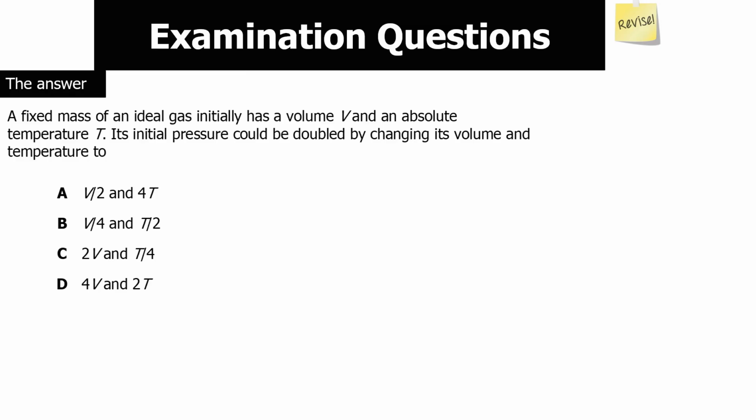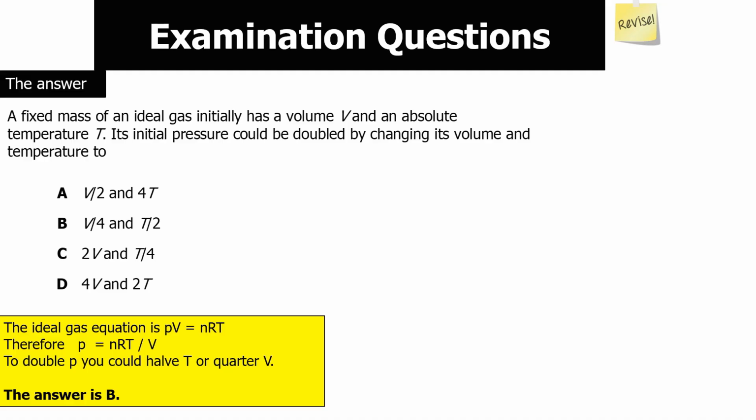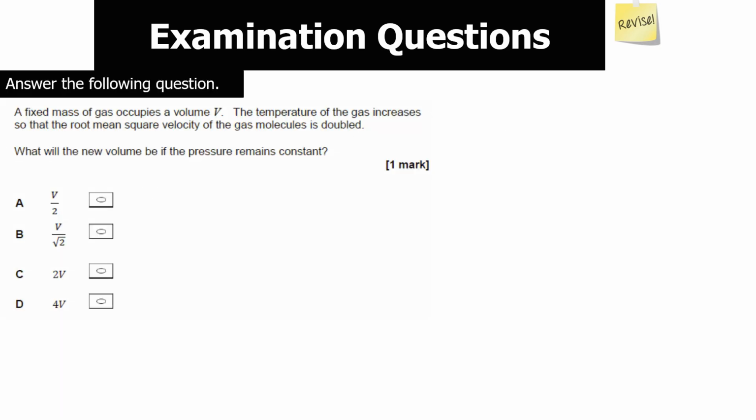Right, so we know the ideal gas equation is PV equals nRT, so therefore P is equal to nRT over V. Now to double P, you could either halve T or quarter V, so therefore our answer is going to be B.